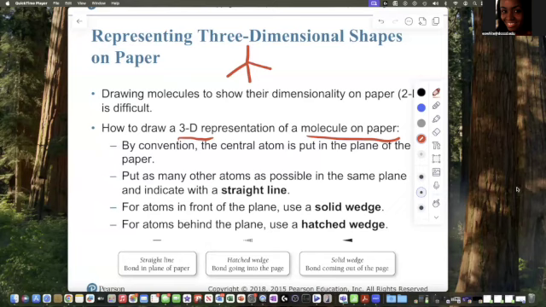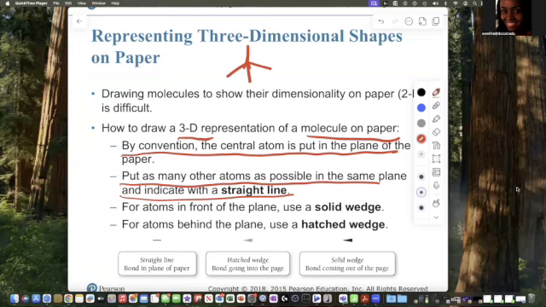This molecule here is 3D. So what we do is, they said how to draw 3D. By convention, the central atom is put on the plane of the paper. So the central atom is in the same plane as the paper. And then you put as many atoms as possible in the same plane. In this case, the straight line here will indicate the same plane as the paper.